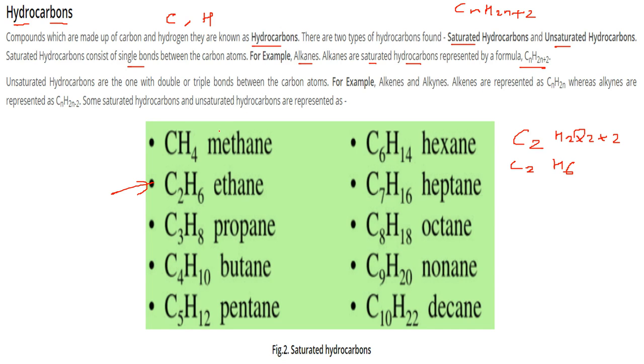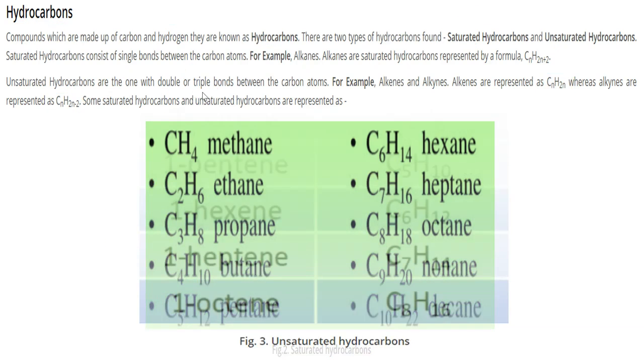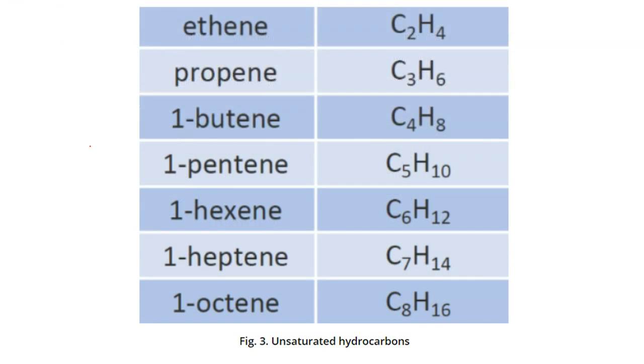Unsaturated hydrocarbons are those which have double or triple bonds between carbon atoms, for example alkenes and alkynes. Alkenes have the formula CnH2n. Same way you are going to do it. And alkynes have the general formula CnH2n-2. So these are the examples of saturated hydrocarbons, and these are the examples of unsaturated hydrocarbons.